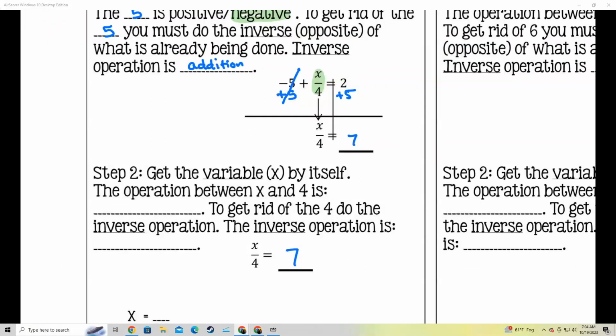All right, step 2, now that I have it a little bit more simplified, I am going to focus in just on the x, and I'm going to try to get that by itself. The operation between x and 4 is division. To get rid of the 4, do the inverse operation. The inverse operation is multiplication. So we are going to multiply both sides by 4. I'm going to multiply by 4 on the left, multiply by 4 on the right. These are going to cancel. I get x equal to, and then this gives me a 28.